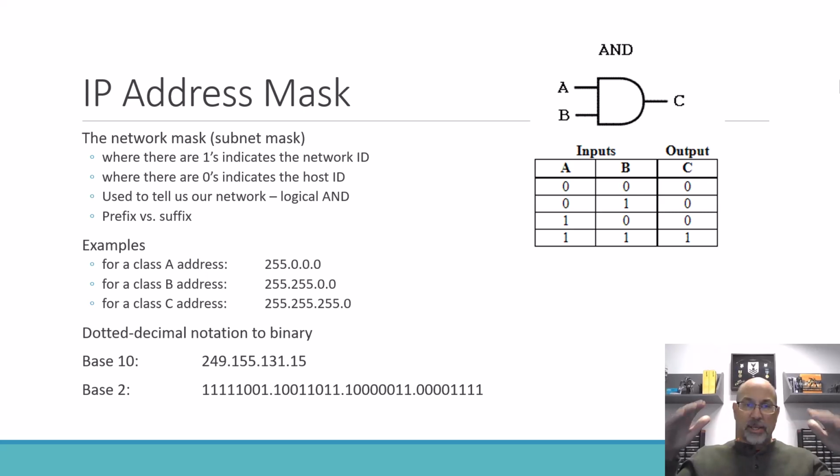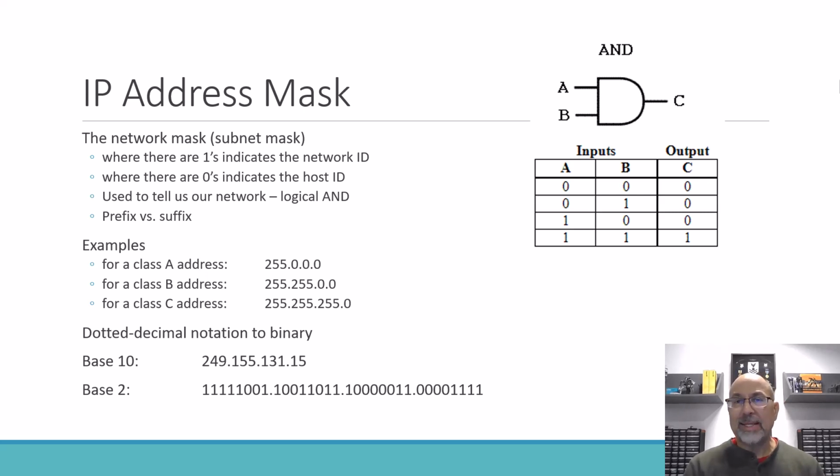Now I put an AND gate on this slide because what you do is you take your IP address and you AND it, a binary bitwise AND, you just go bit by bit and you do the anding process. It's a logical AND, and whatever happens when you AND your IP address and the mask gives you the network that you're sitting on. Now there's a little bit more to it than that, but that's how we'll start.